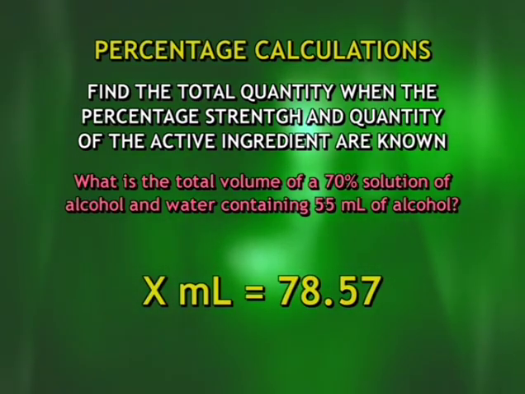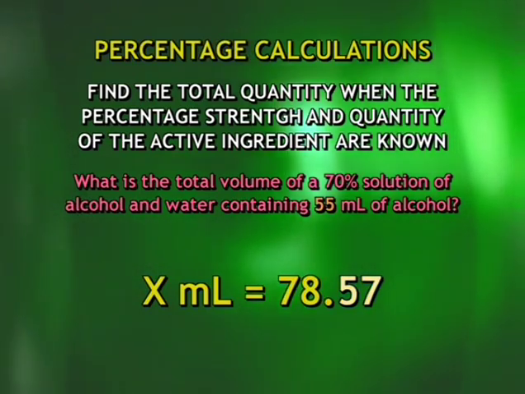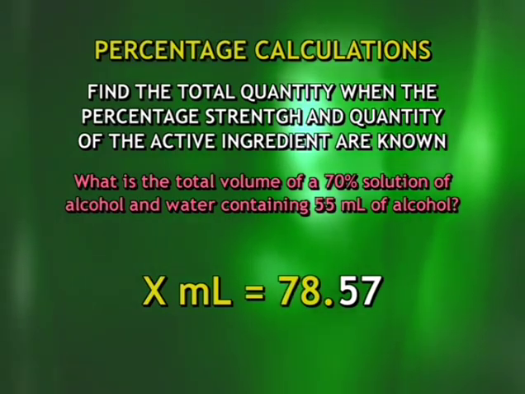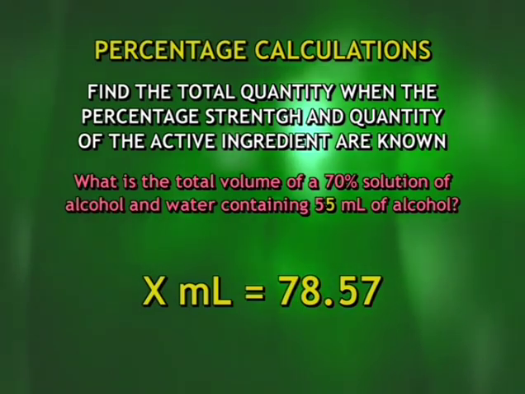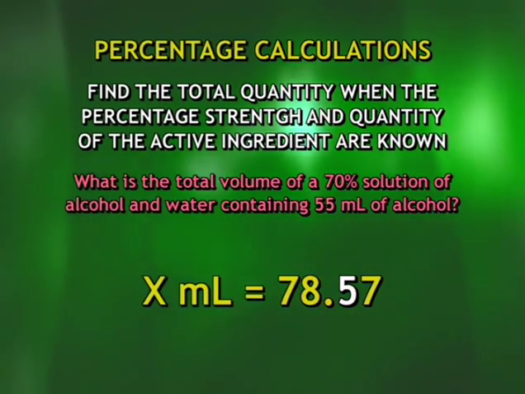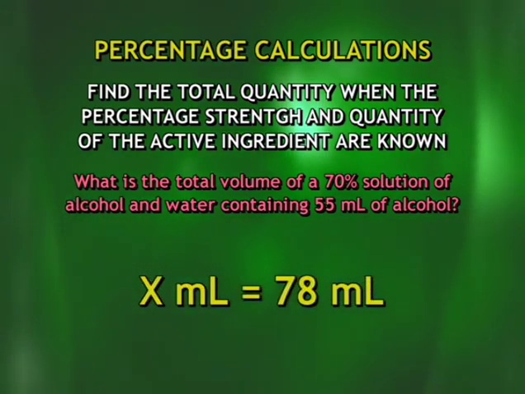However, this expression is not the correct answer. There are no decimal places in 55 milliliters, so there cannot be any decimal places in the answer. The last significant digit is the ones place. The numeral to the right of the last significant digit in the answer is 5. When this occurs, we can round up or down. So in this case, we will round down to 78 milliliters.